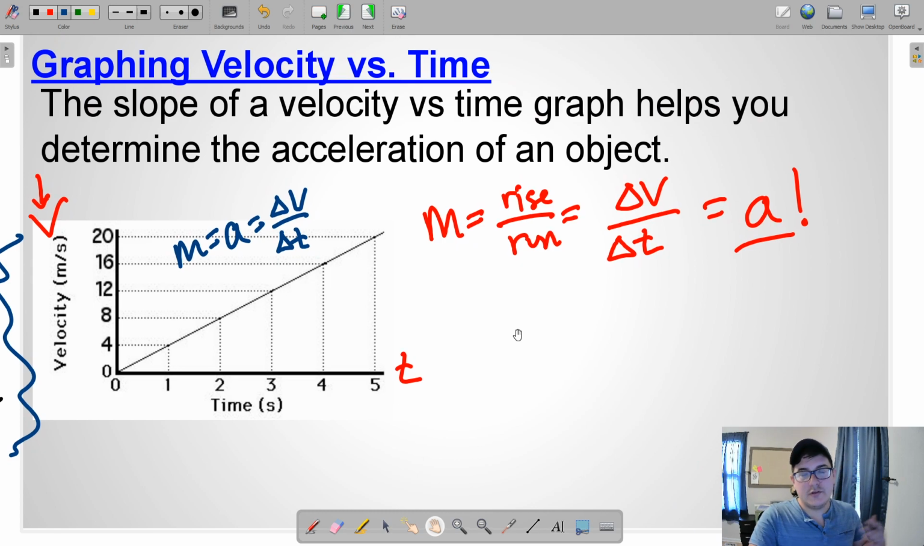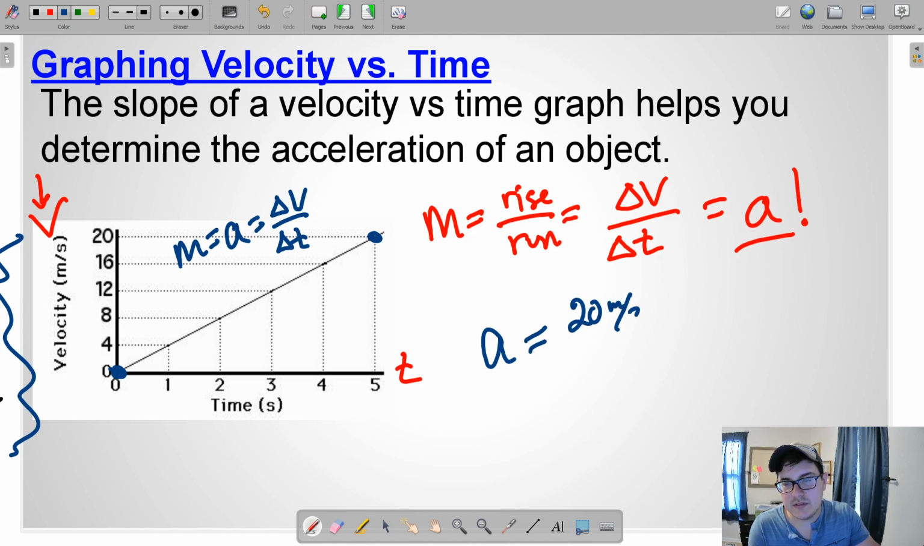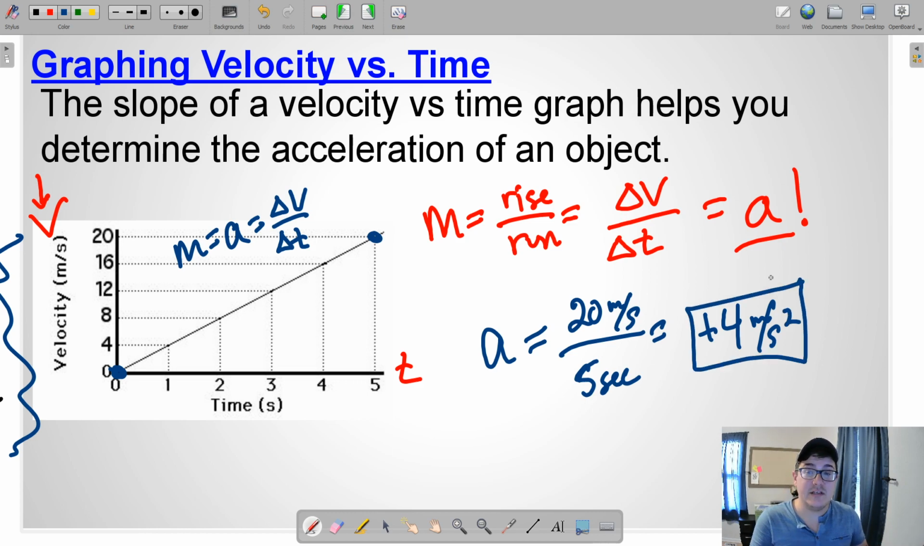So, the slope, rise over run, change in velocity over change in time, gets you your a value, or your acceleration. If I start at 0, 0, and I go from 0 to 20 in 5 seconds, my acceleration, or my change in velocity, is 20 meters per second all over 5 seconds, which gives us a positive 4 in acceleration, meaning this object is speeding up to the right. Every second it is going to be going faster and faster.